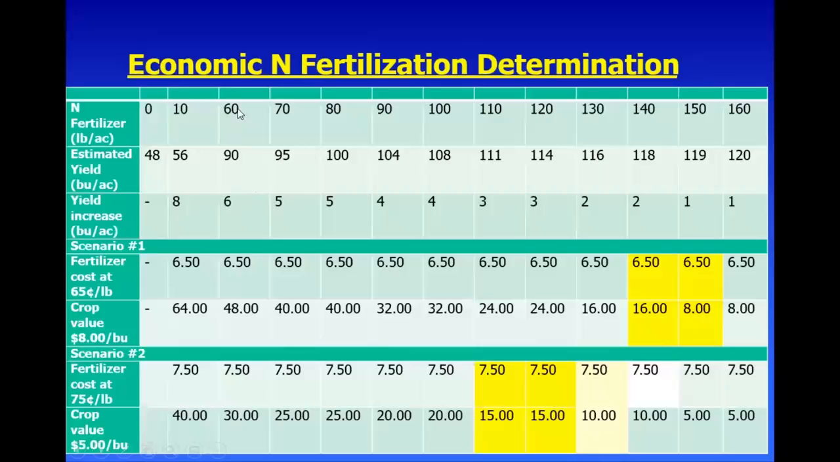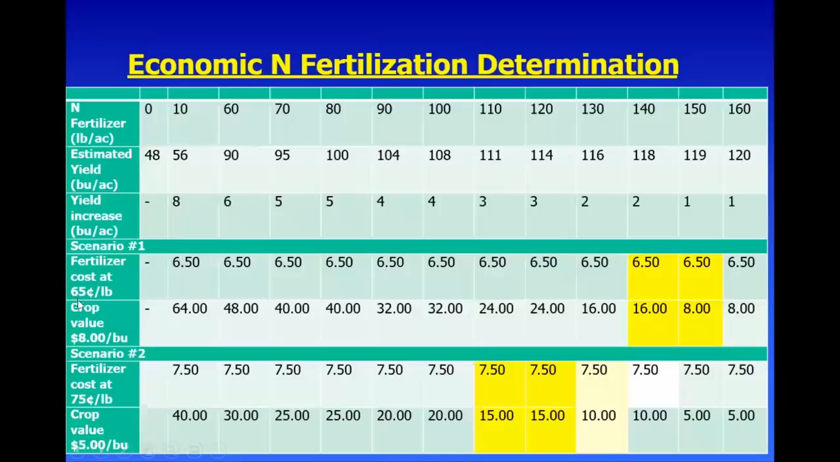So if we put on 60, we're going to get about this kind of yield, around 90 bushels. Put on 70 pounds, we should get around 95 bushels. And if we continue to put on nitrogen fertilizer, our yield is going up, but our increments of yield increase per bushel are going to get smaller. So then we can start putting some economics to this.